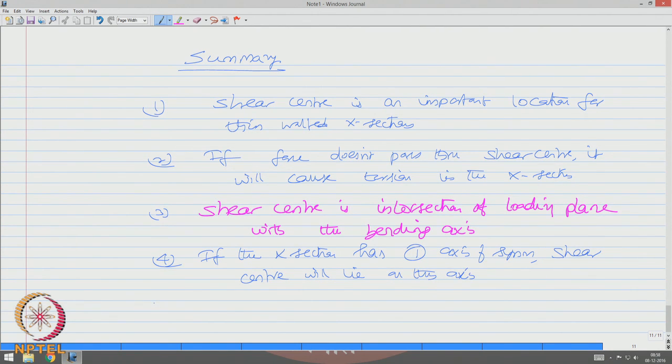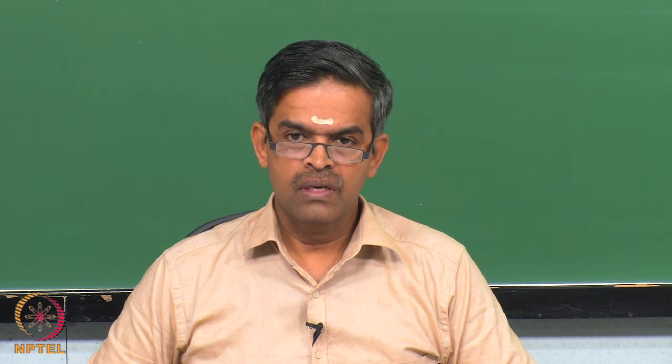We have seen examples to find out shear center for cross sections having at least one axis of symmetry, and also for cross section which does not have even any one single axis of symmetry. I hope you have understood these lectures and followed these examples. There are many more examples available in the literature. Please try to solve them and try to find out how you can estimate shear center location for the given cross sections.